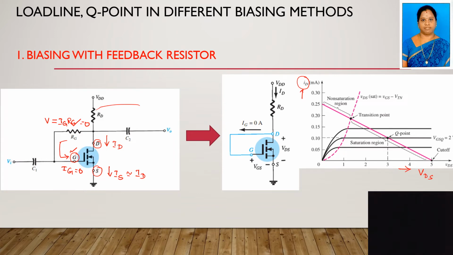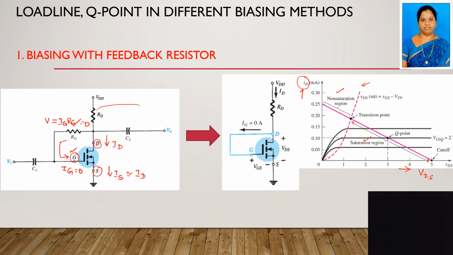The dotted line indicates the transition point. That means up to here is called the non-saturation region, and after this transition point is called the saturation region. I told you, if you want to make the MOSFET an amplifier, we have to operate it in the saturation region. So from here to here, this is the saturation region.